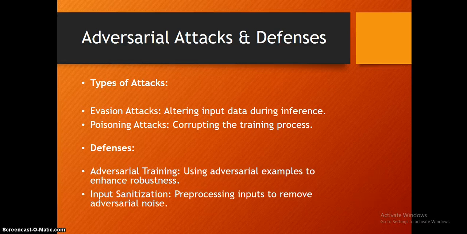Defenses. Under defenses, we have adversarial training, which means exposing the model to adversarial examples so it can learn to handle them. Input sanitization is when inputs are cleaned before being processed by the model, removing anything suspicious.